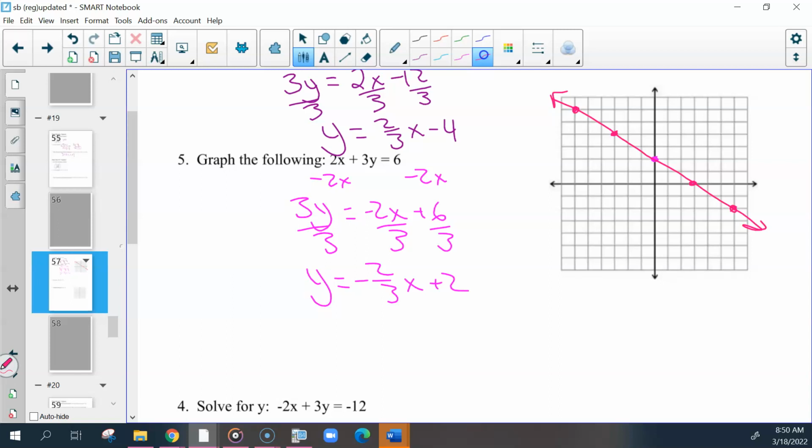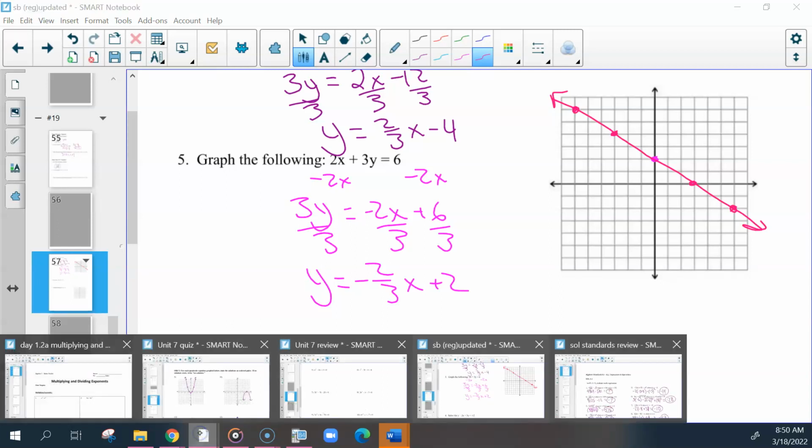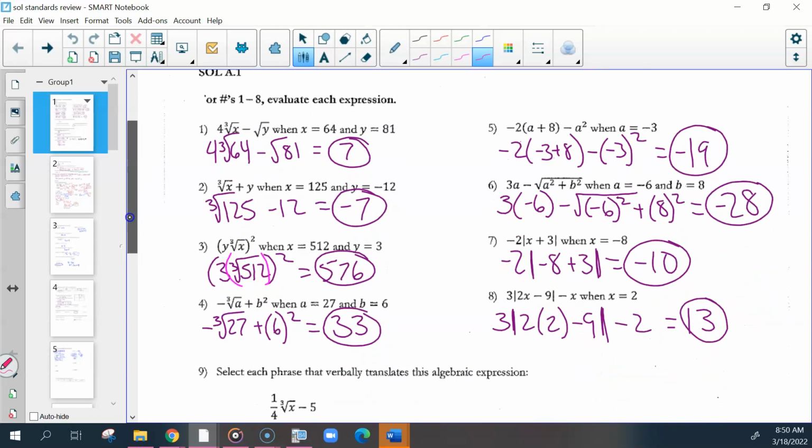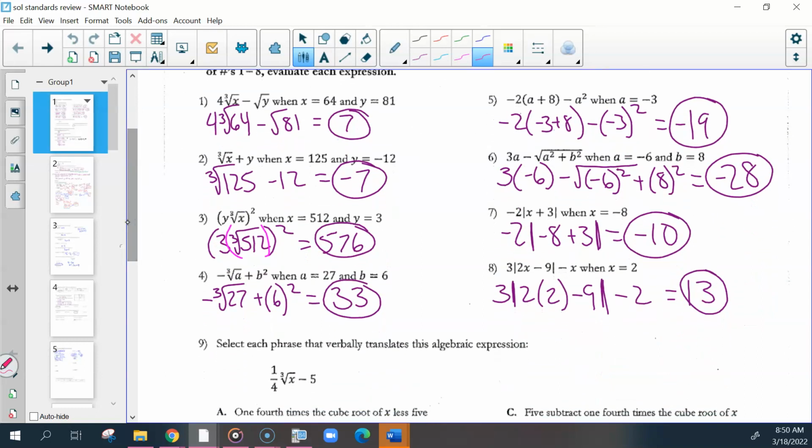I'm going to go through the answers for the SOL A.1. If you have questions or you're sitting down or anything like that, let me know. We can go over any of those. So I'm just going to read off the answers.